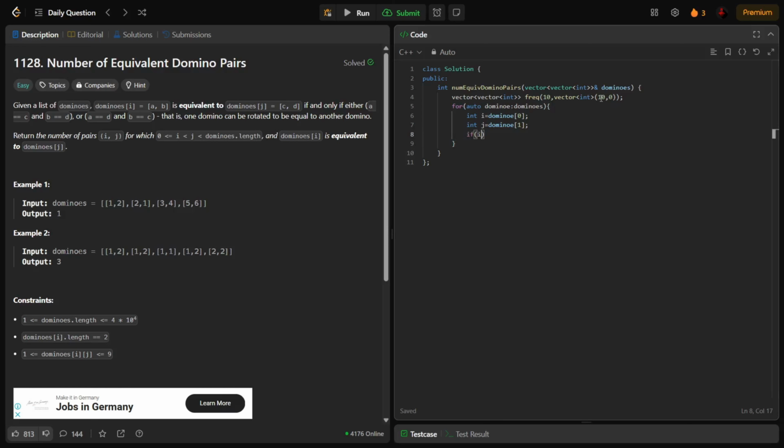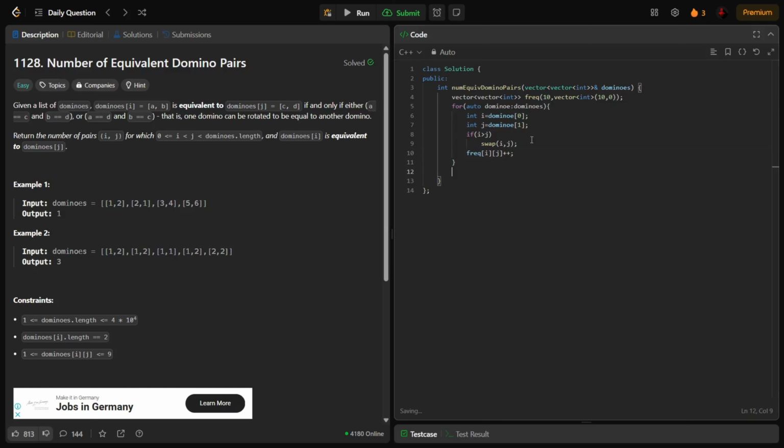We will check here: if i is greater than j, then we'll swap them. In this particular case, i will be 2 and j will be 1. We need to store the lesser value first and the greater value second, so that proper pair consistency is maintained. If we do it this way, these two will be equivalent, and of course they are equivalent according to the question. So we'll swap. Now we will store in this frequency vector, frequency of i j plus plus. We'll increase the frequency of this particular pair by 1.